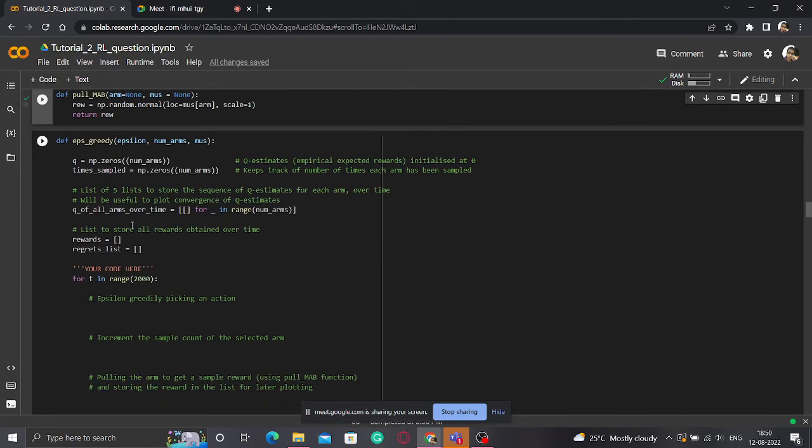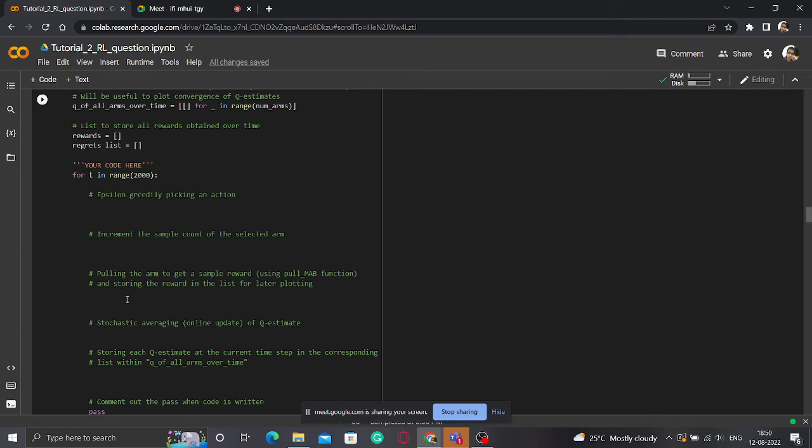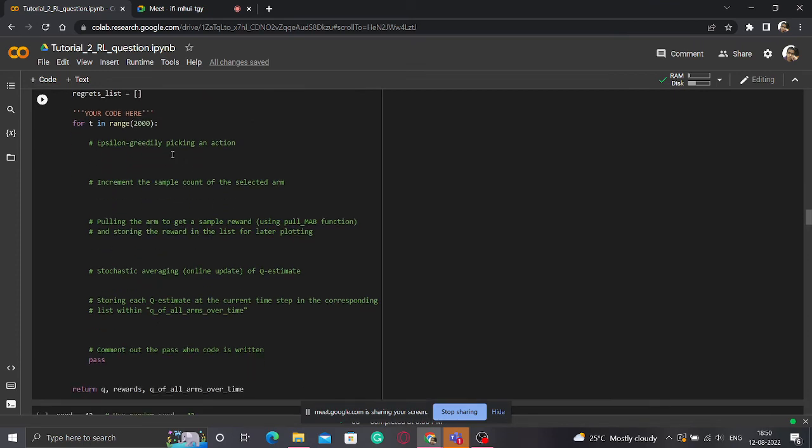For epsilon greedy you can write your code here. How you pick an action, how you increment the count: for multi-armed bandits you need to keep a note of how many times you have picked an arm. So you need to write code for incrementing the count each time you pick an arm, and store it. Then you pull the arm to get a sample reward, store all the cumulative rewards, see which has the maximum reward, and pick that.